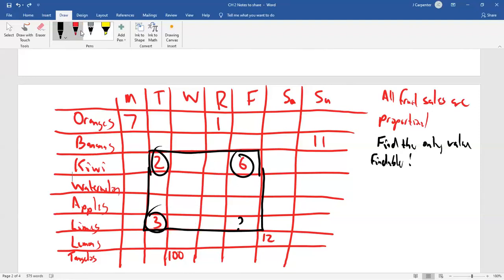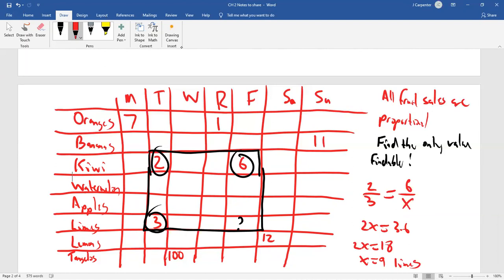So what we do is we take the 2 over the 3. We set it equal to the 6 over, that's an unknown. So any letter you like, X, N, L for limes. Cross multiply, you'd get 2x equals 3 times 6, which is 2x equals 18, which is x equals 9. And now we're talking 9 limes.